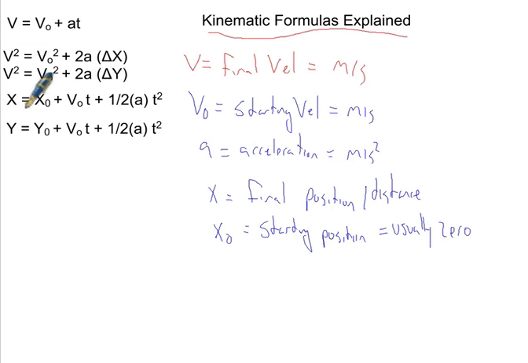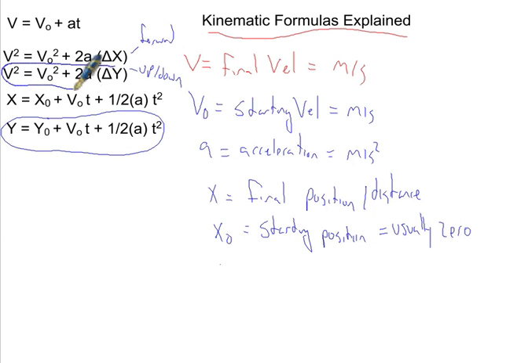cover. And now let's look at the y's, because you notice these two sets of formulas look exactly the same. Well, it turns out one of them is for forward motion. One of them is for up and down, just like on a graph. So if an object is falling downward, we would use this one or this one.